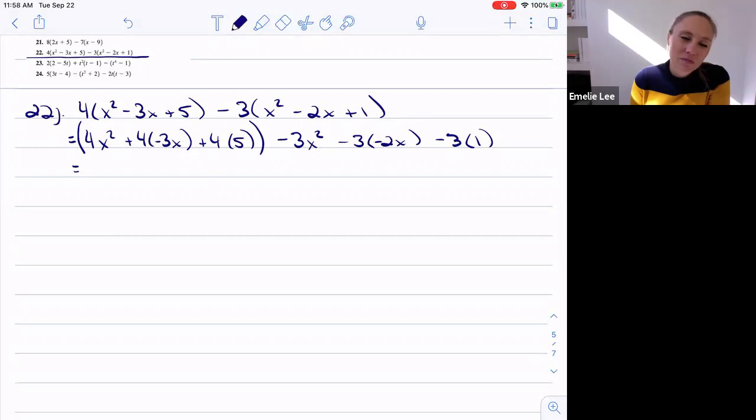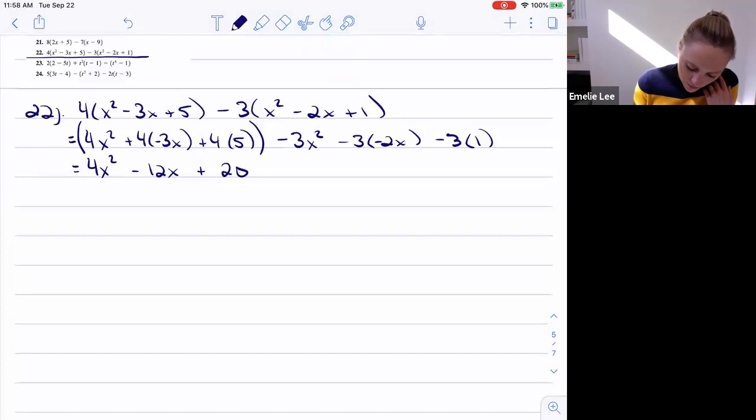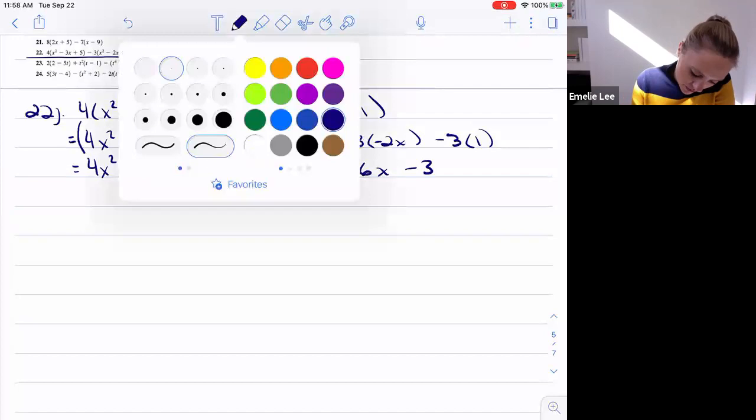So now what I'm going to do is expand all these out, ditch all the brackets, and see where I'm at. So 4x squared, 4 times negative 3 is negative 12 times x, plus 4 times 5 is 20, minus 3x squared, minus 3 times negative 2x puts me at plus 6x, and then minus 3 times 1 is just minus 3. So now I'm going to collect like terms.